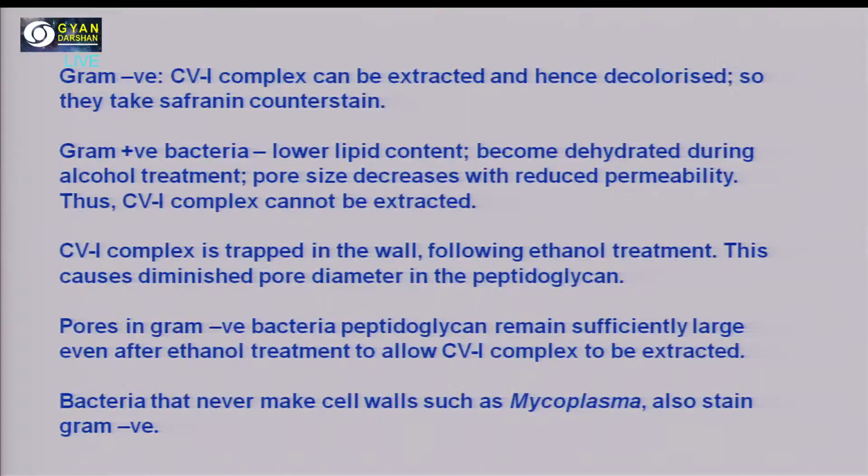whereas gram positive bacteria have a thick walled peptidoglycan layer and therefore that is not solubilized by alcohol. So when you wash it with alcohol, the crystal violet color fades away in gram negative bacteria and they take the counter stain. But gram positive bacteria retain the crystal violet color and hence appear violet. So the CVI complex can be extracted and hence decolorized, and they take safranin counter stain in case of gram negative bacteria.